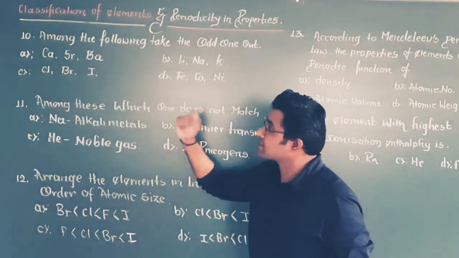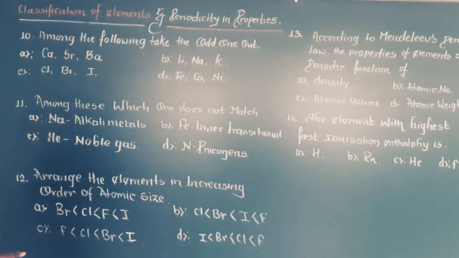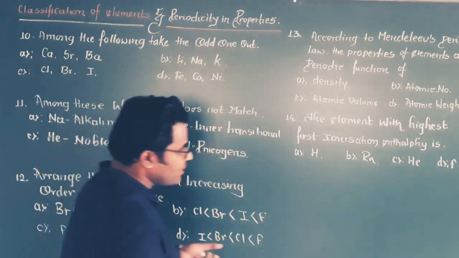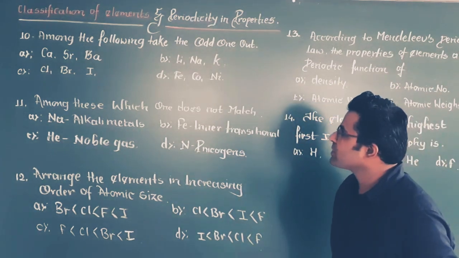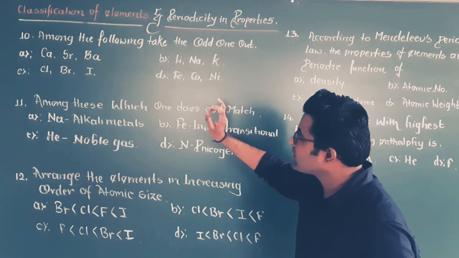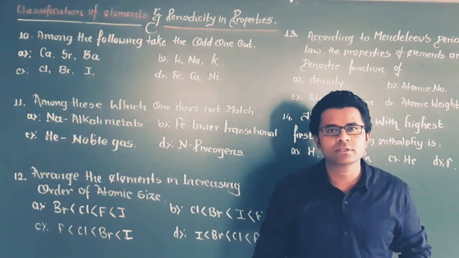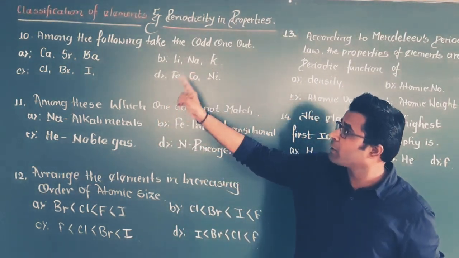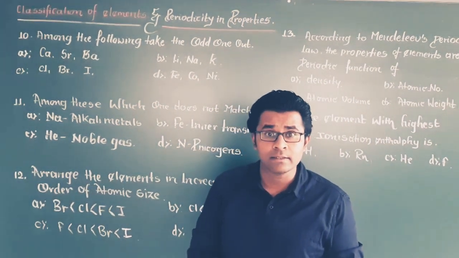So the next question is, among the following, take the odd one out. Now, if we observe it carefully, in the first case, that is the calcium, strontium and barium. Second case, lithium, sodium, potassium. Third case, chlorine, bromine and iodine. It forms the Dobereiner triads. These 3 go along with the Dobereiner triads, and the examples we have seen at the normal theory class.